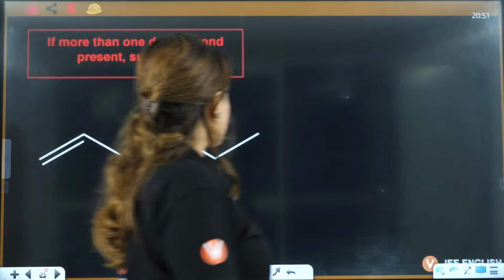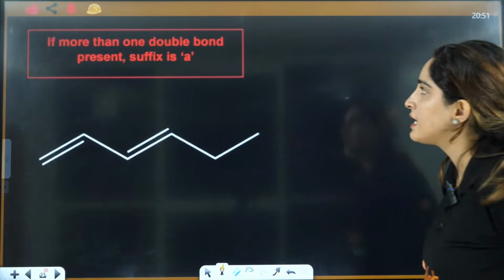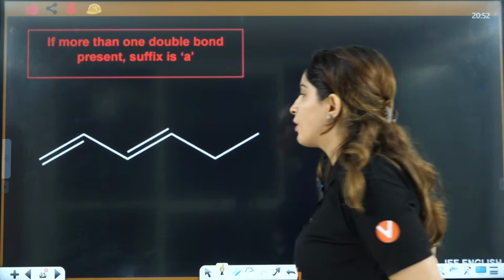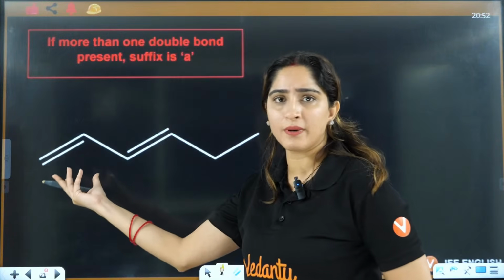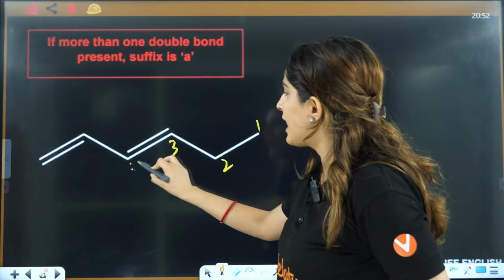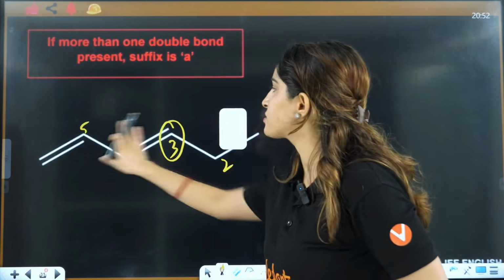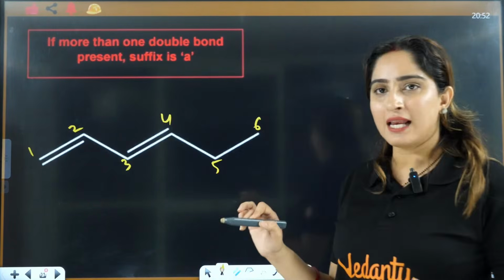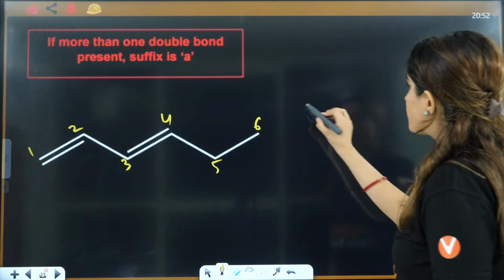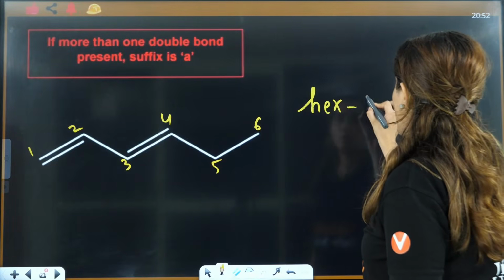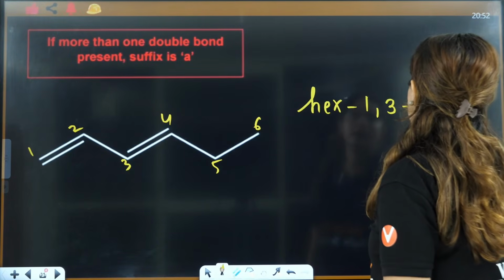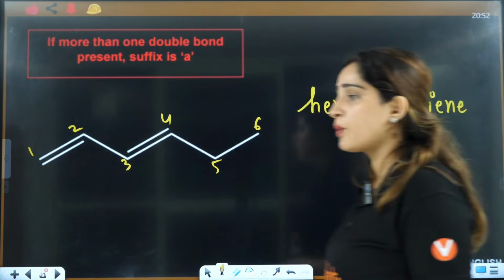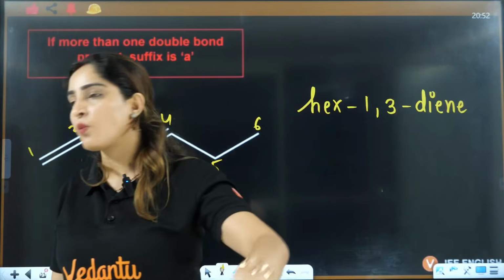Now, next is when you have 2 double bonds. When you have 2 double bonds, what is the new thing here? Let's see. You'll say, ma'am, I want to give the lowest number. If I start from here, I'll have 3 and 5 ene. Not possible. So I'll give 1, 2, 3, 4, 5 and 6. I'll give 1 and 3 ene. So what should I write? Hex 1, 3, diene, because here you have 2 enes. Is it the correct one? No.